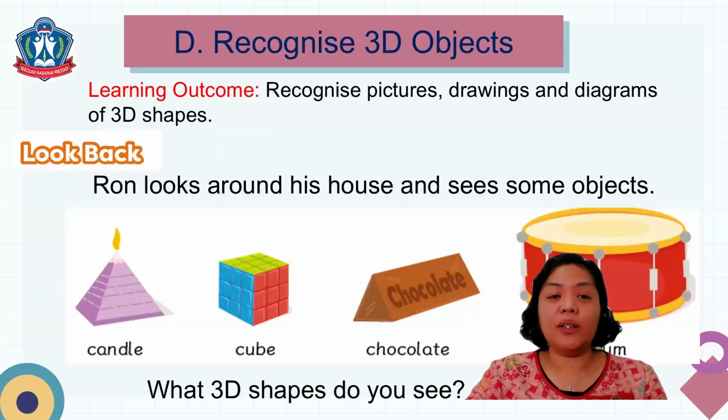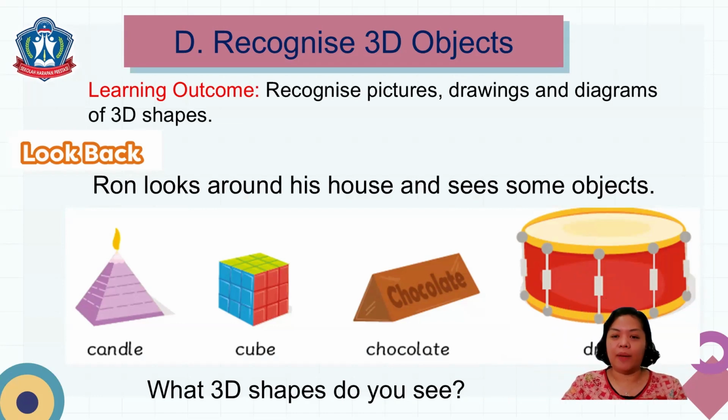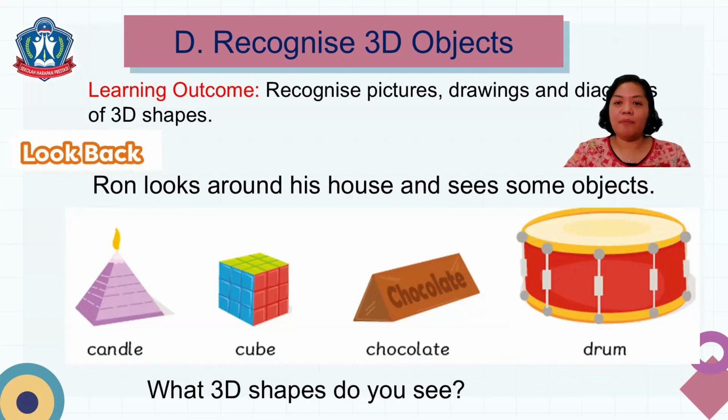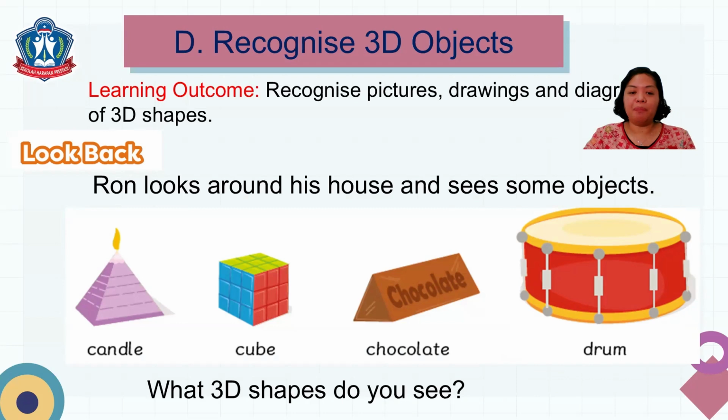Let's start with lesson 4, recognizing 3D shapes. Ron looks around his house and sees some objects. Take a look here. We have a candle, a cube, a chocolate bar, and a drum. So what 2D shapes and 3D shapes can you see in these pictures or in these objects?